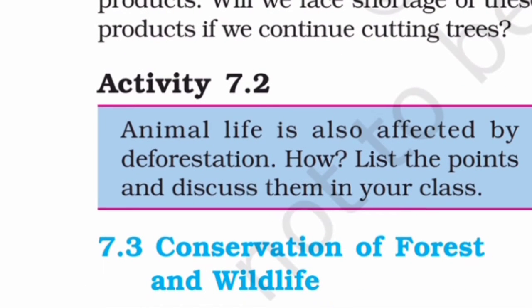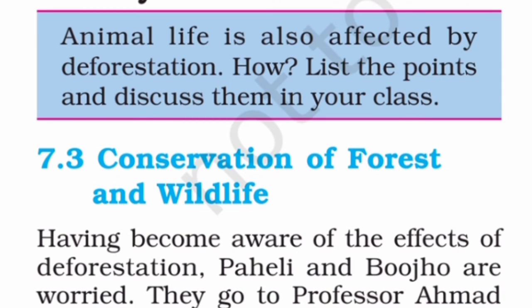What does activity 7.2 tell us? Animal life is also affected by deforestation because that is the only habitat where they live. Where there is a source of water, good vegetation, you will find a number of animal species or plant species present there. But if there are no forests, then the wildlife will also get affected. List the points and discuss them in your class. We will go for this activity too.